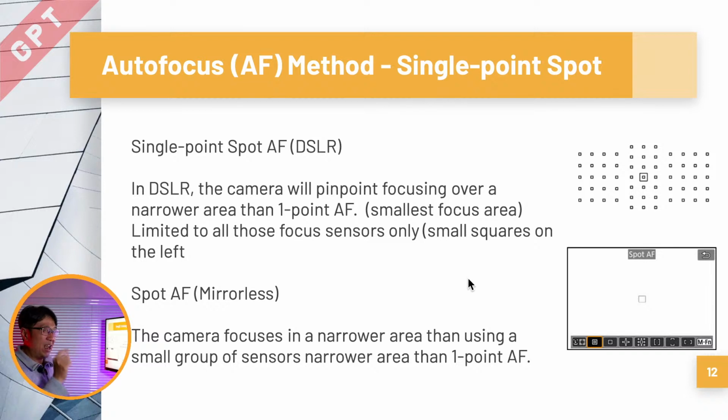Spot AF is a very narrow, very small area that it can focus on, and it is good when you have something hiding behind, say, tree branches and you want to focus on that thing. You just point this square on that object, and then you will focus. To do this in the mirrorless world, you can just use your finger and touch the screen anywhere.